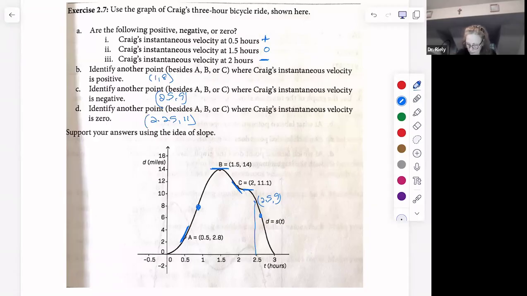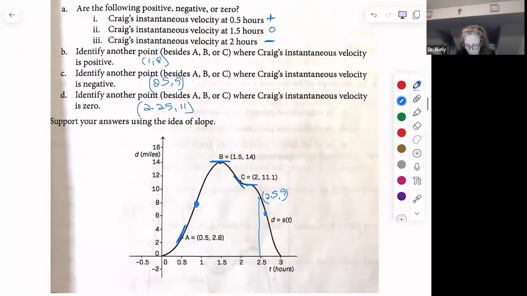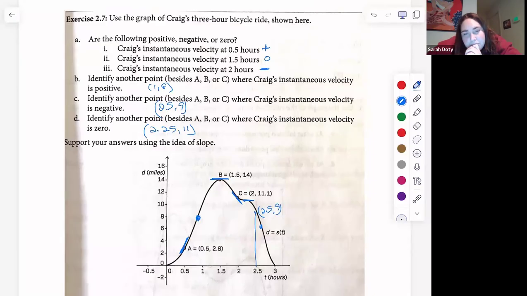Okay, good. So we stopped there, but we don't want to use that bottom number. Okay, so this is all slope.